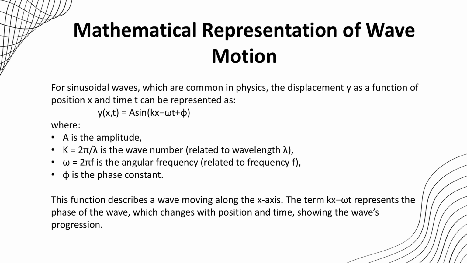A sinusoidal wave's displacement y(x,t) can be represented as y(x,t) equals A sin(kx minus omega t plus phi), where A is the amplitude, k is the wave number related to wavelength lambda by k equals 2 pi by lambda. Omega is the angular frequency, given by omega equals 2 pi f. Phi is the phase constant. This function describes how the wave varies with position and time, illustrating wave progression.